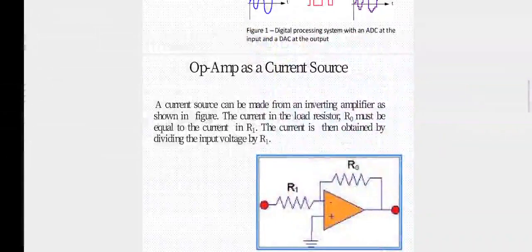Op-amp as a current source. A current source can be made from the inverting amplifier as shown in the figure. The current in the load resistor R0 must be equal to the current in R1. The current is then obtained by dividing the input voltage by R1.